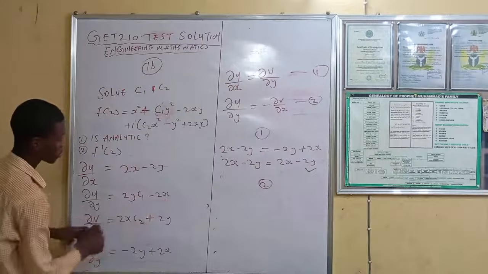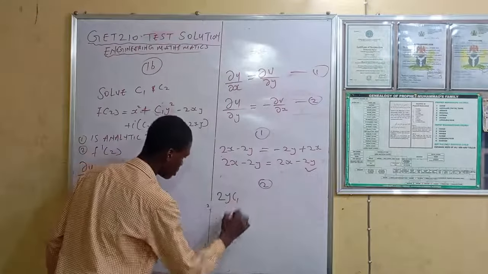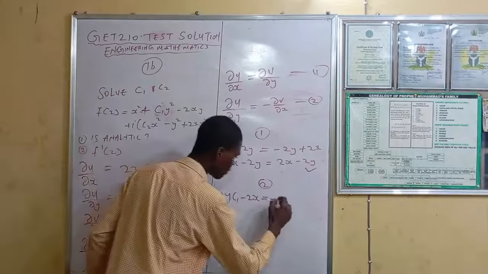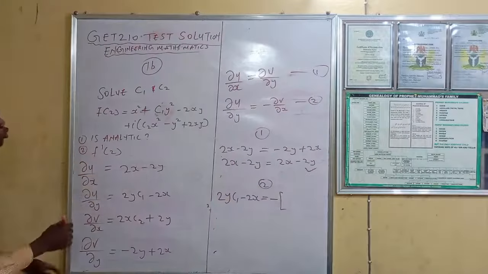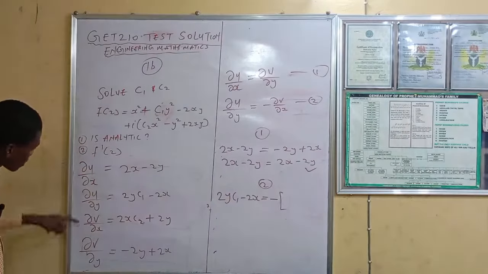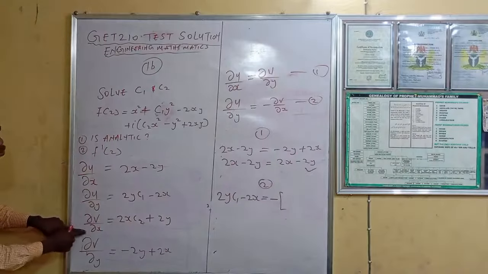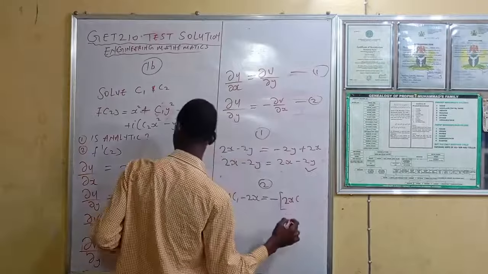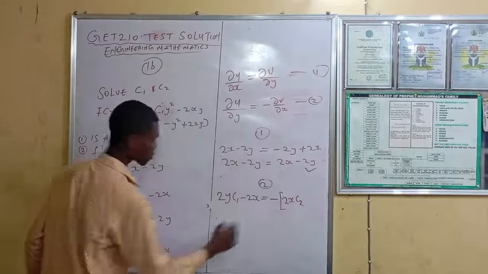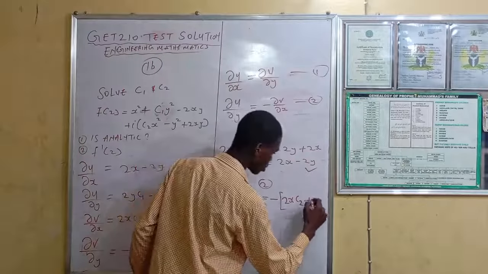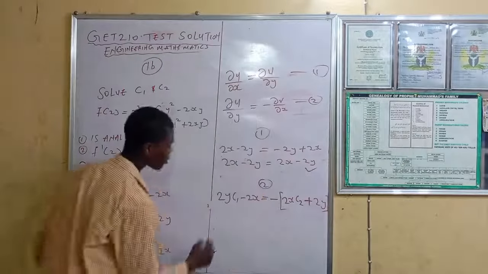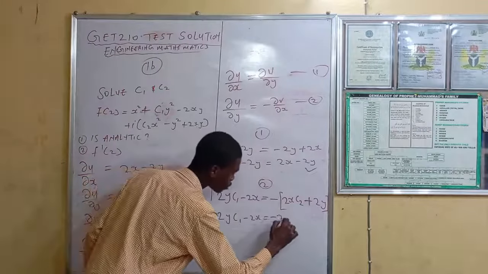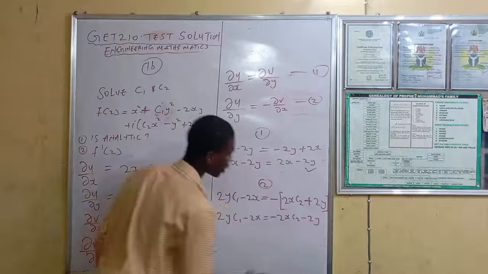We equate it to the negative of the partial derivative of v with respect to x. Where is it here? The partial derivative of v with respect to x is this expression: 2x c2 plus 2y. Open up your bracket. 2y c1 minus 2x is equal to minus 2x c2 minus 2y.